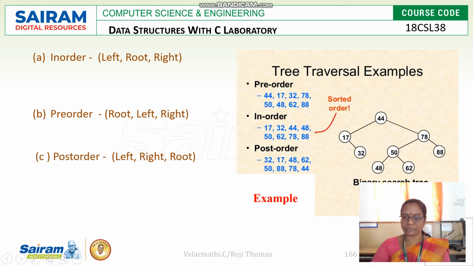44 is the root node of this entire subtree, so it is visited first. Then it should move on to the left subchild. What is the left subchild of 44? 17. So 17 is the next node visited.